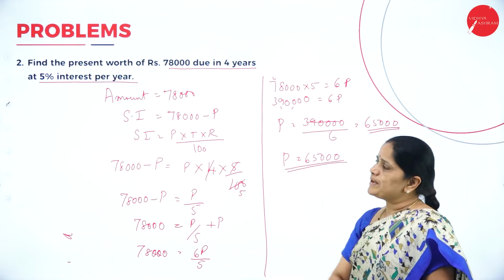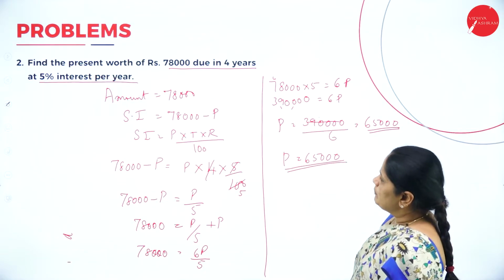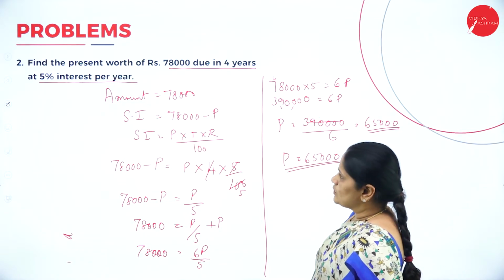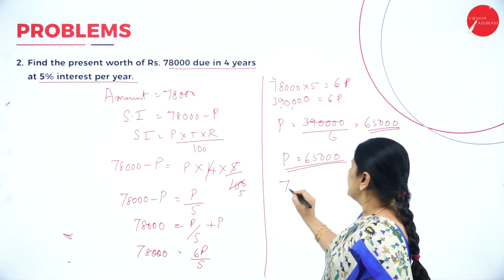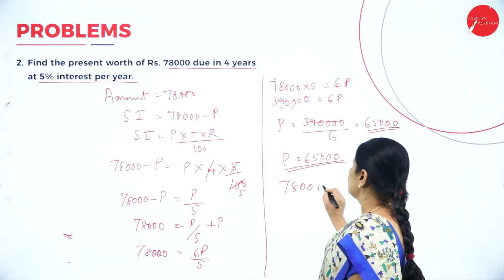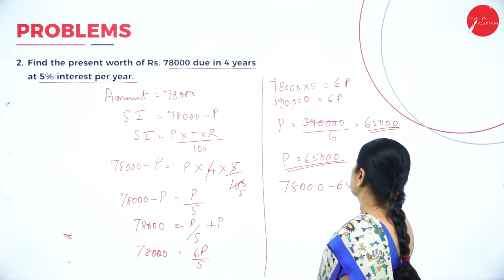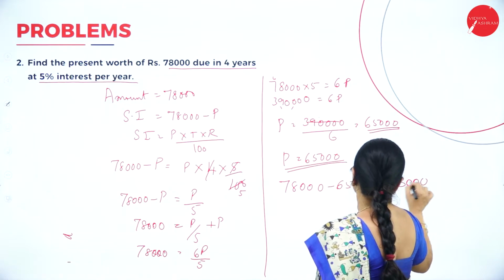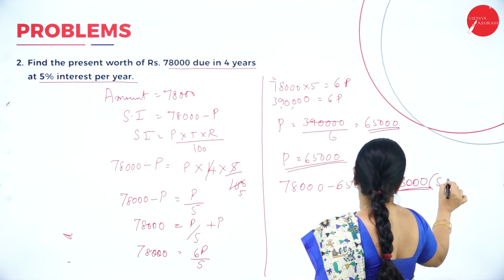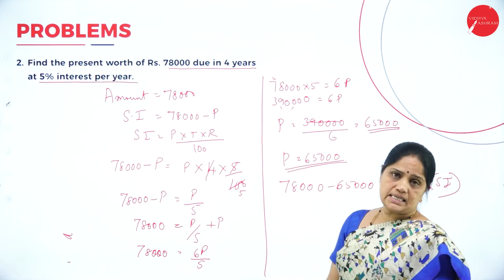So that is the present worth. So we got P as 65,000. Now we can find the interest. Now I know the amount is 78,000 minus 65,000 equals 13,000. So 13,000 is the simple interest.